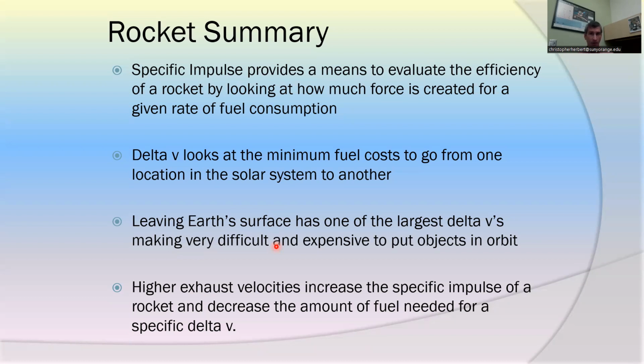Delta V looks at the minimum fuel costs based on particular exhaust velocity. The faster you can make the exhaust, the more delta V you get for an equivalent amount of fuel that's used. And really, our biggest problem is leaving the Earth's surface. Okay, it has the largest delta V cost, making it very difficult and expensive to put objects in orbit. Once we're in low Earth orbit, we can use higher exhaust velocities from ion engines in order to achieve greater efficiencies and get to where we need to go.